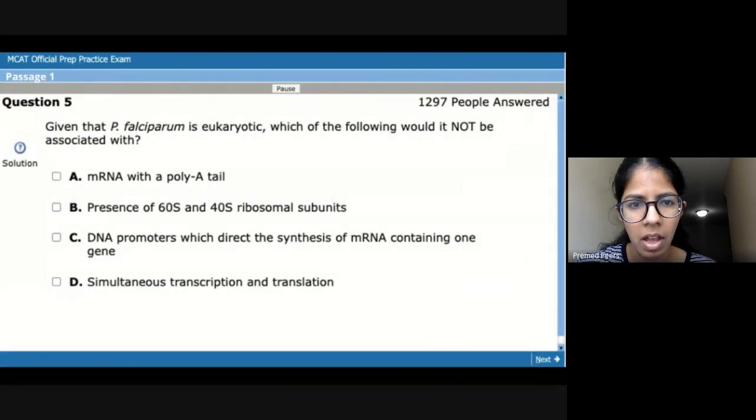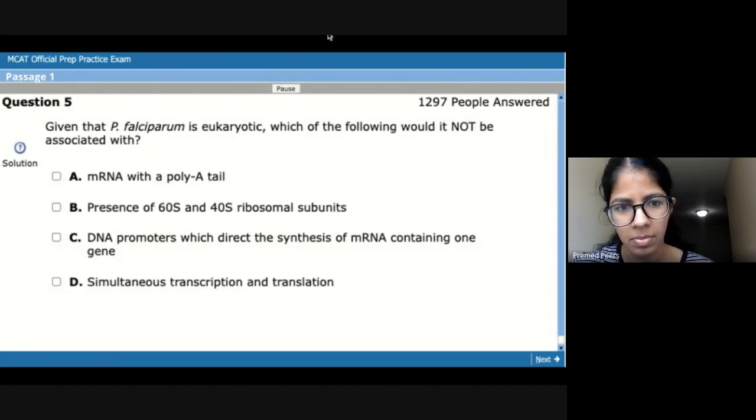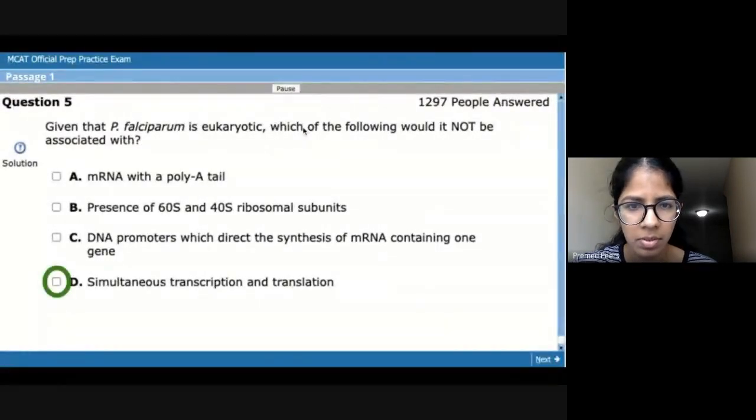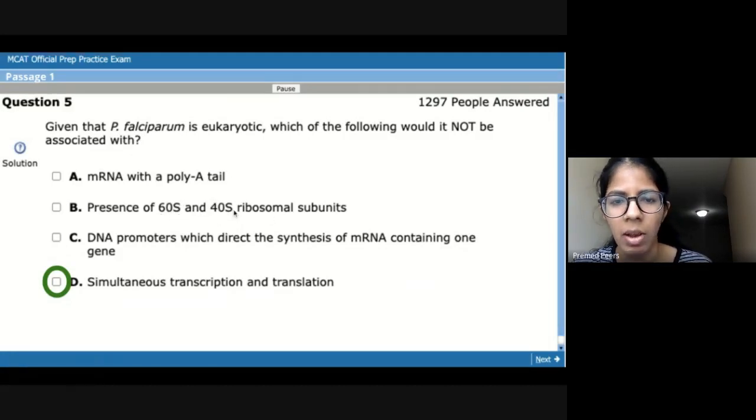Okay. Given that P. falciparum is eukaryotic, which of the following would it not be associated with? Okay, perfect. Yeah. So polyadenylation, that's eukaryotic, because this is a post-transcriptional modification. And then this is just a fact that you have to know sometimes, the sedimentation units of the ribosomes of prokaryotes versus eukaryotes.